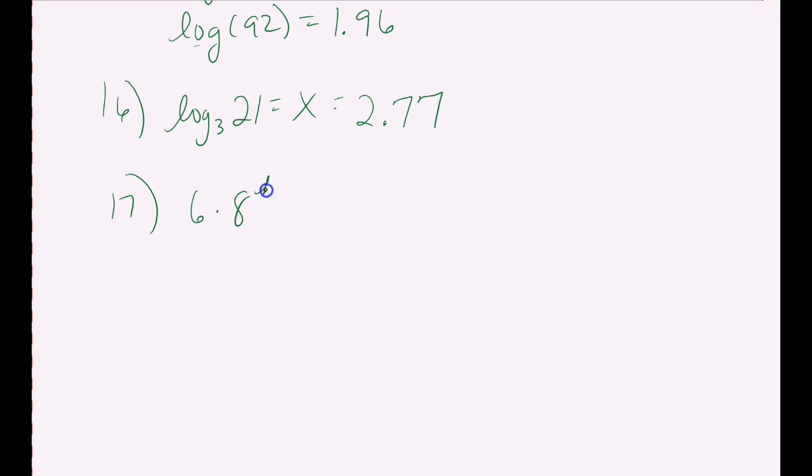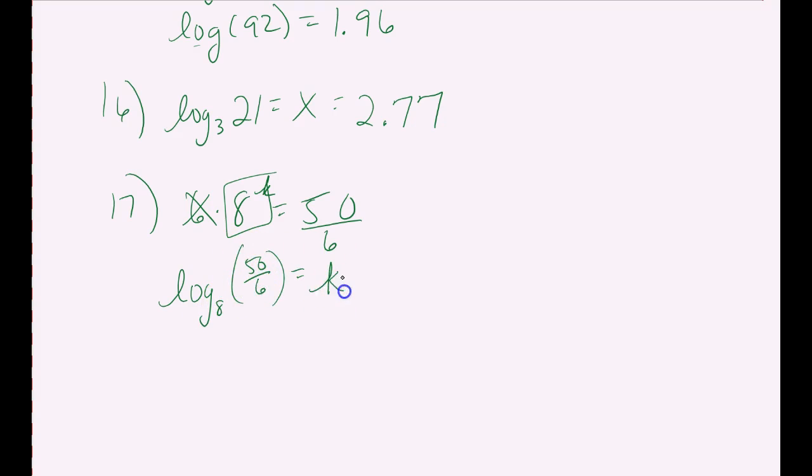I'm going to write down the original because we have some work to do. You need this by itself, so I would first start by dividing off the 6. Now 50 divided by 6 is 8 1/3. So I actually would just leave it as 50 over 6. And then I would write log base 8 of 50 over 6 equals k. If you didn't do that, that's my fault for not really being specific in the other video.